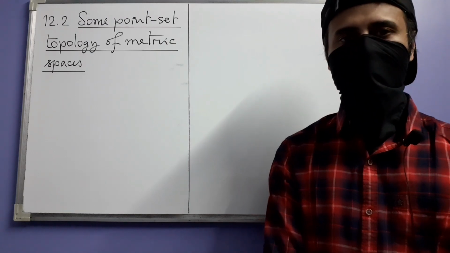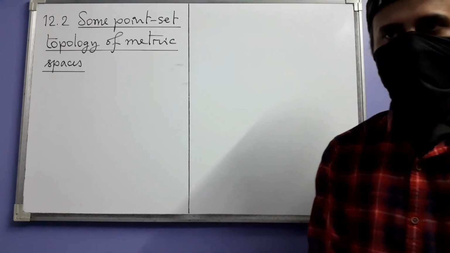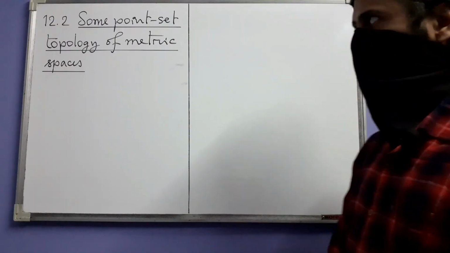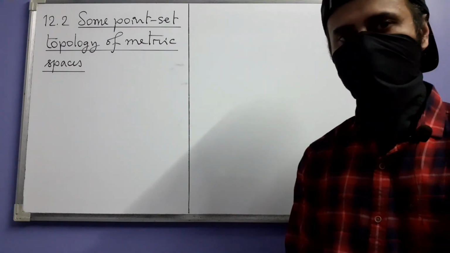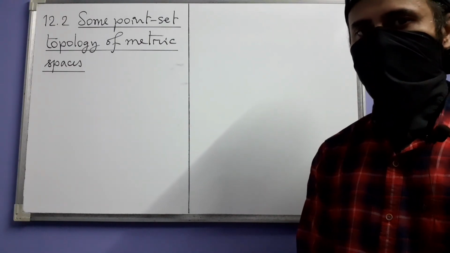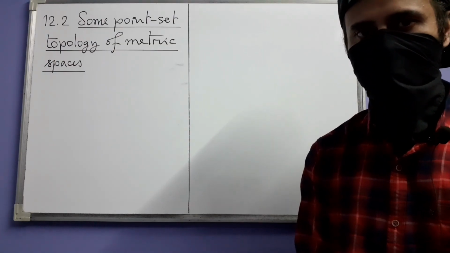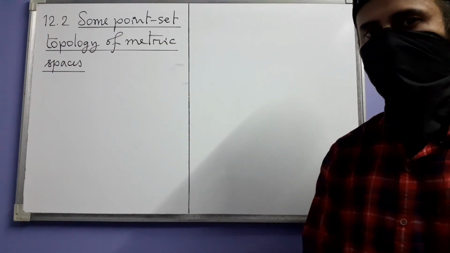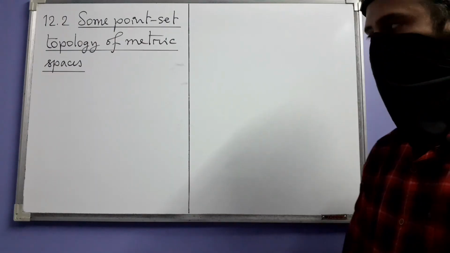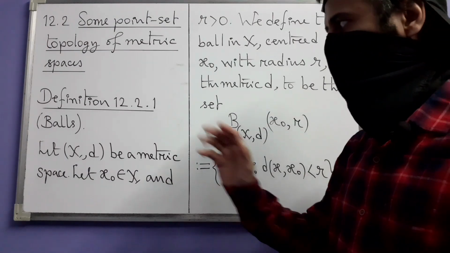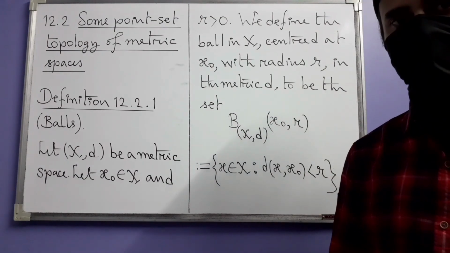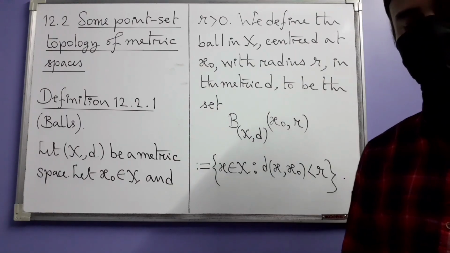So we are now going to start the second section of this chapter, and this section is about point set topology of metric spaces. And we are going to start our discussion with the notion of a metric ball, which are also simply called balls. So this is the definition 12.1 of a ball in a metric space.